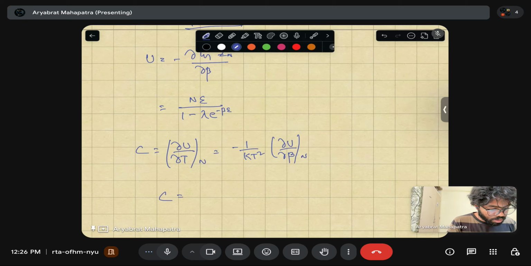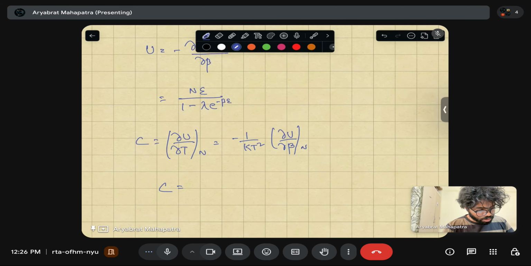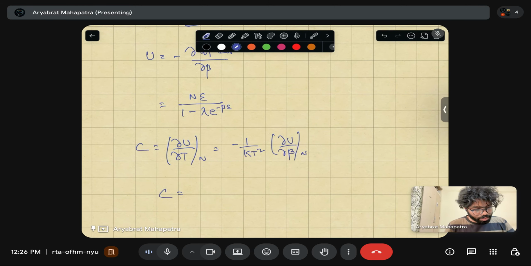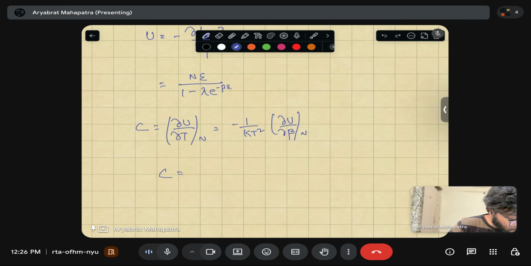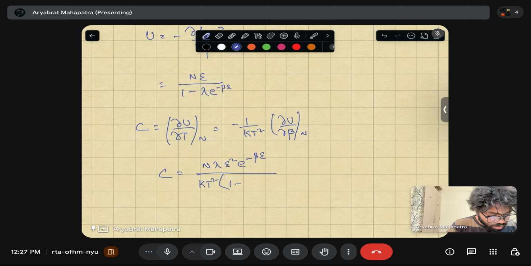So if you take the derivative here once more, taking the derivative one more time of this, which is basically the log of your partition function, this will turn out to be something like n, lambda will appear and epsilon square, then exponential minus beta epsilon, then in the denominator you have kT square, and then 1 minus lambda exponential minus beta epsilon square.